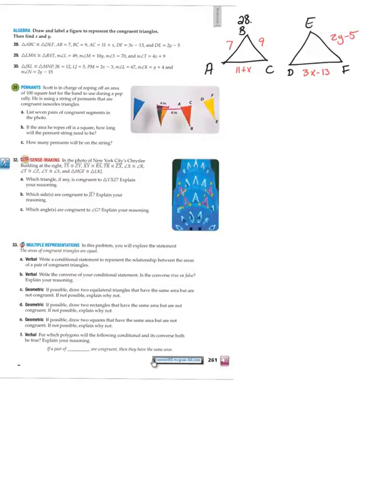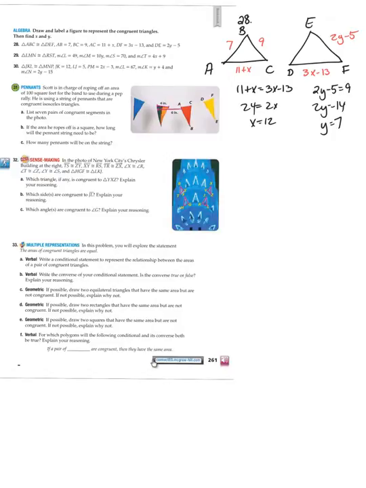AC matches DF, so to find X, I can just say 11 plus X equals 3X minus 13. 2X is 24, X is 12. Then to find my Y, notice that your Y side matches a value that's been given. So Y is 7. That one was fun. Okay, let's look at 30.